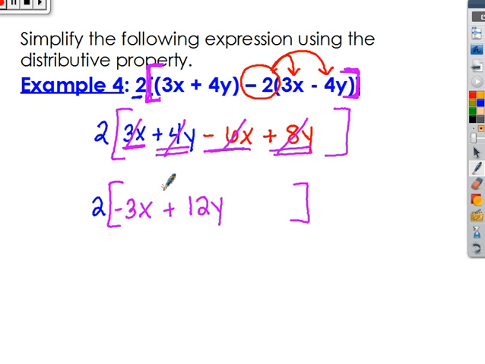So now I'm going to move on to look and see if I have any exponents, and I do not. But I do have multiplication. Again, I'm going to have to distribute now with this 2 because I can't do anything else left in here. So 2 times -3x is a -6x, and 2 times 12y is a 24y. Can't do anything else, can't combine any more like terms, so I am finished.